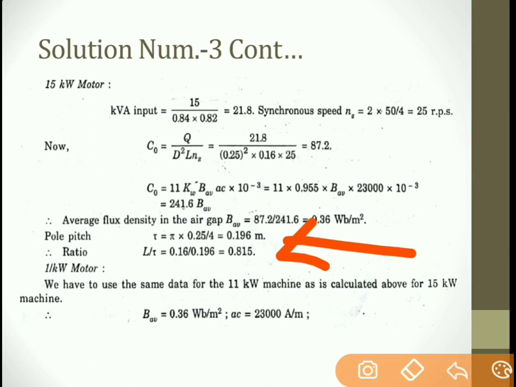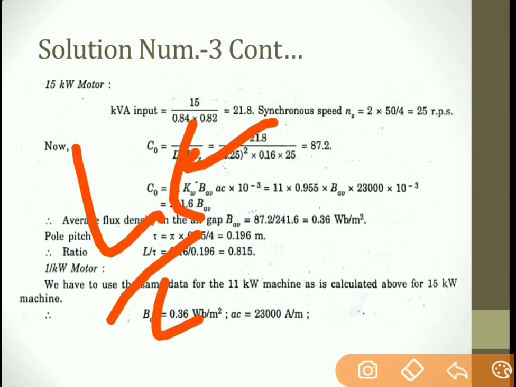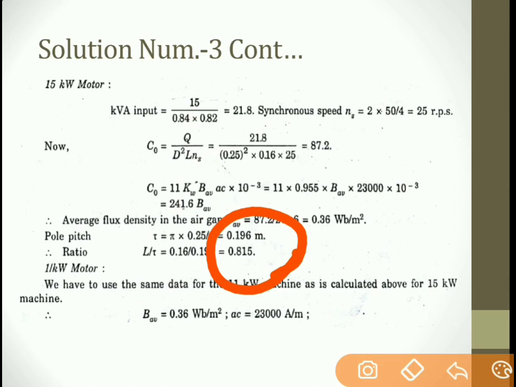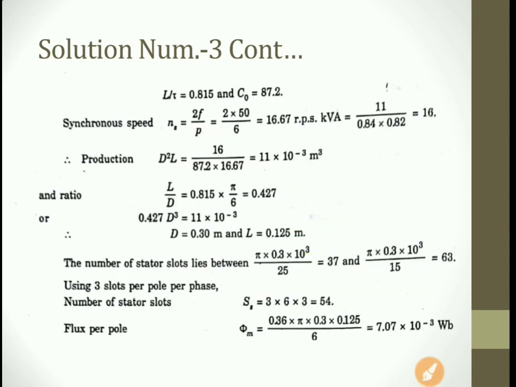L by tau is the ratio which has to be calculated here, as both the values L and tau are known. L is given, and tau I have just now calculated. So the ratio L by tau, if I calculate, comes to be 0.815. Then this is the calculation up to this point. Just a minute, friends.